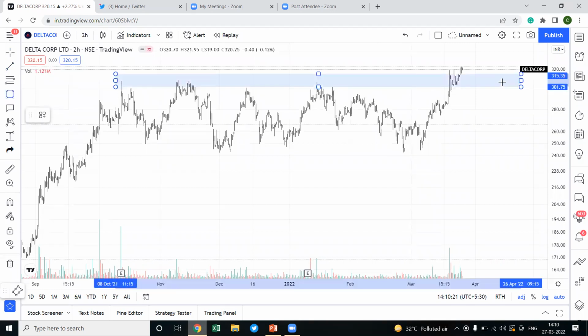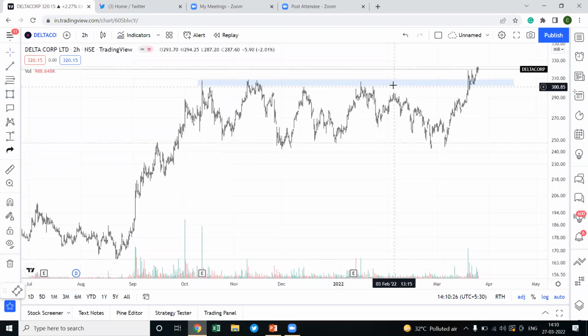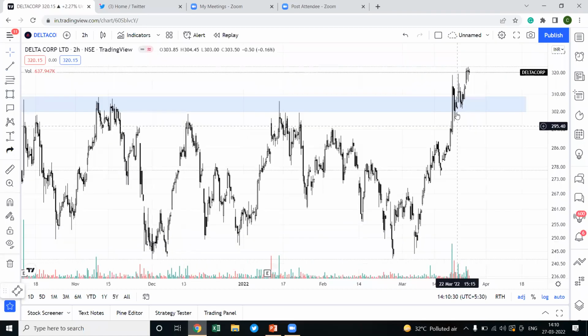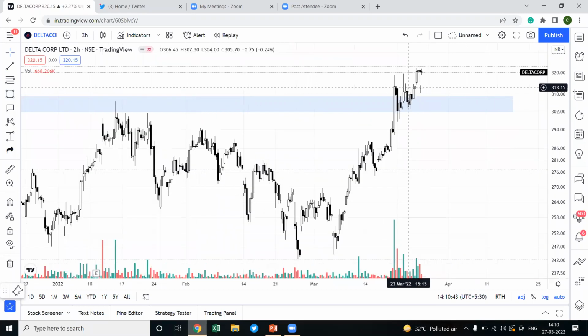This was a particular resistance for Delta Corp. Any dip to the 300 level, it has already come twice. Once it broke out from 298, it went till 316, and it came twice to retest this particular zone. I am not expecting Delta Corp to again come near the 300 levels, but there is a high possibility that it can come near the 310 levels.